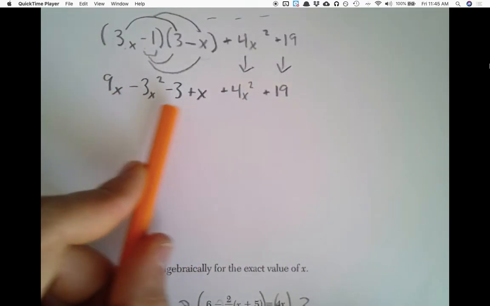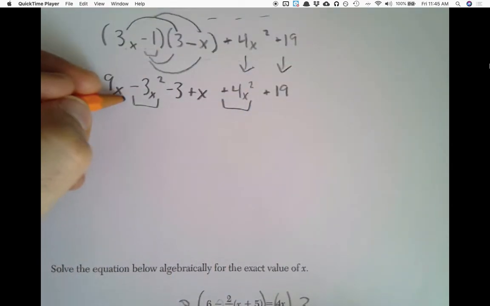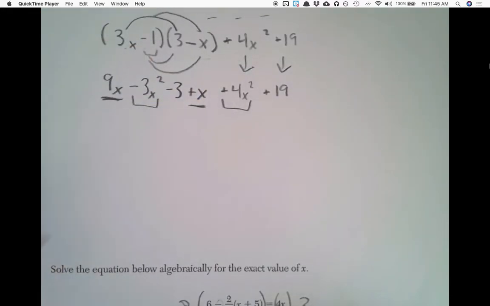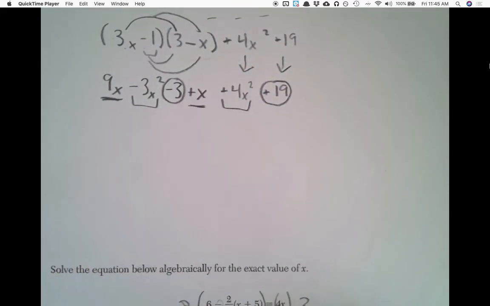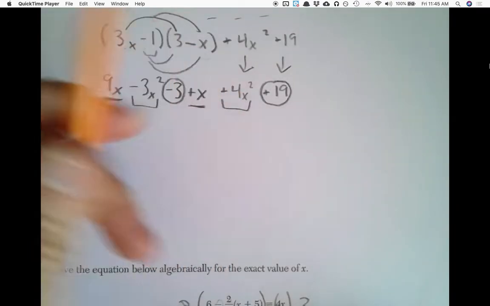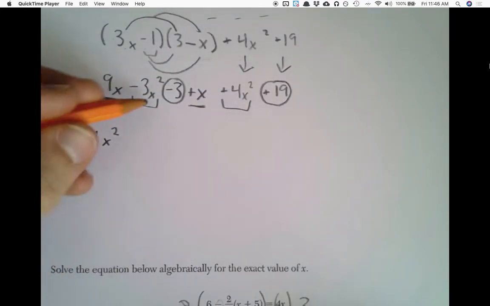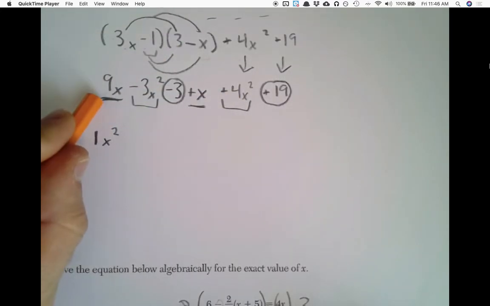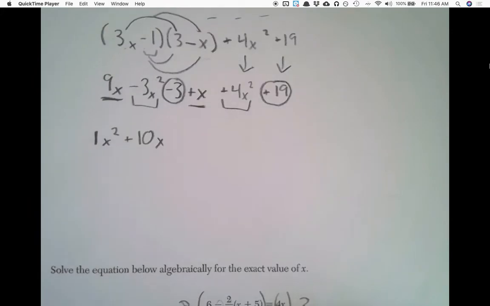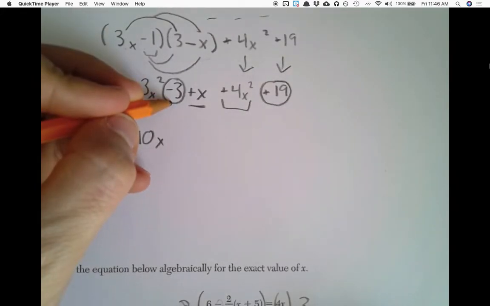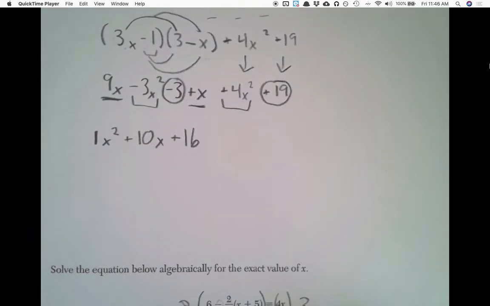Negative 3x squared plus 4x squared. These are like terms. The 9x and the x are like terms. And the negative 3 and the positive 19 are like terms. Negative 3 plus 4, it'll be positive 1x squared. Do not change the exponents when I'm adding, right? Do the x's next. 9x plus x, that's going to get me 10x. And then negative 3 and 19, that'll be positive 16.